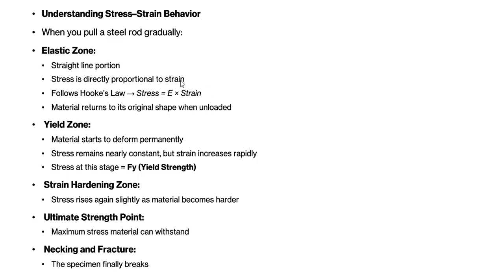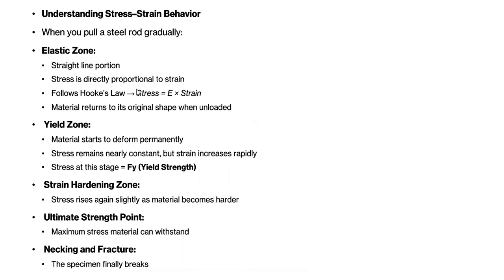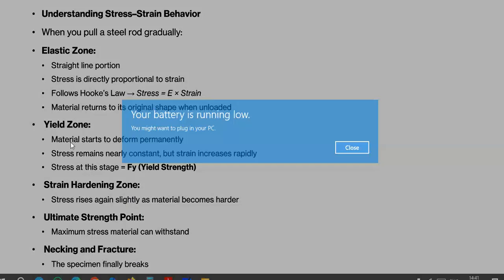Again, strain will be the change in length divided by the original length, right? The material returns to its original shape when unloaded. So it is a completely elastic zone from this place to this place, okay? This is the completely elastic zone. That's why it is a linear shape. And next, coming to the next stage, the yield zone.